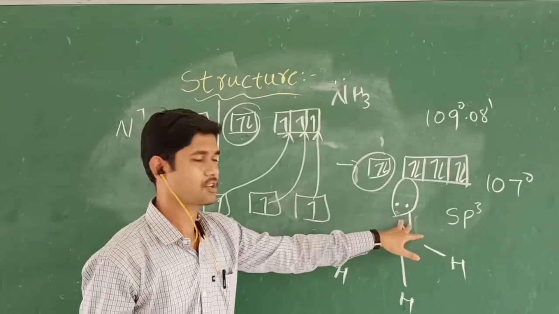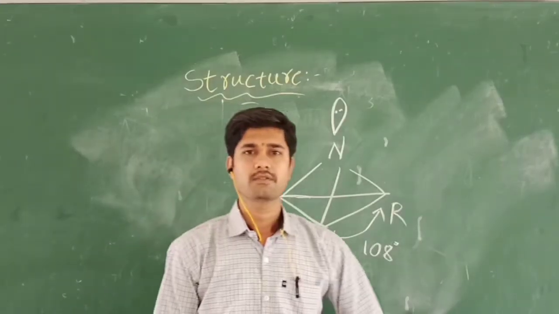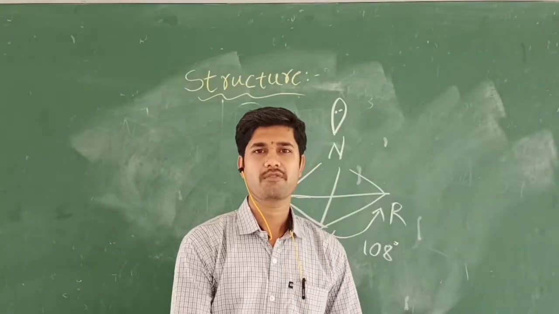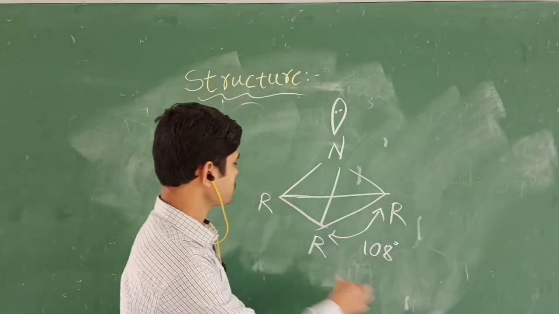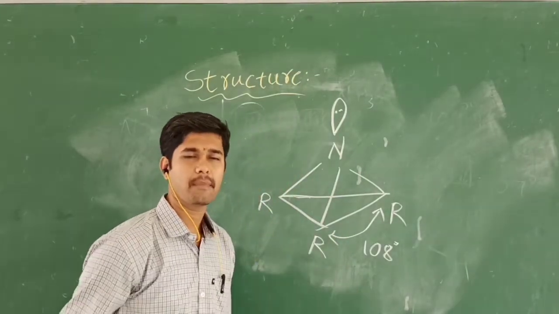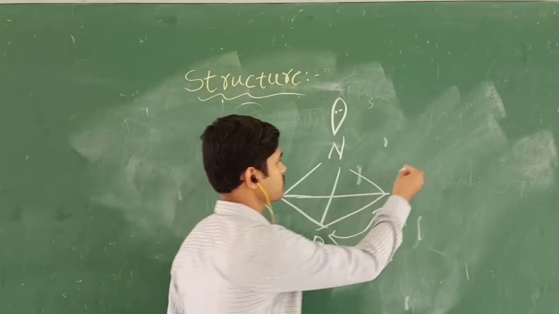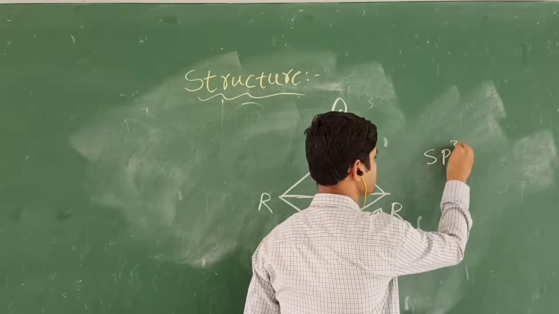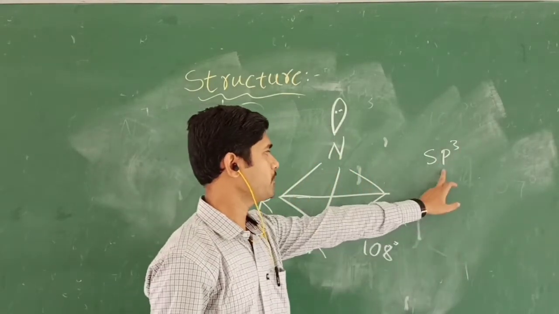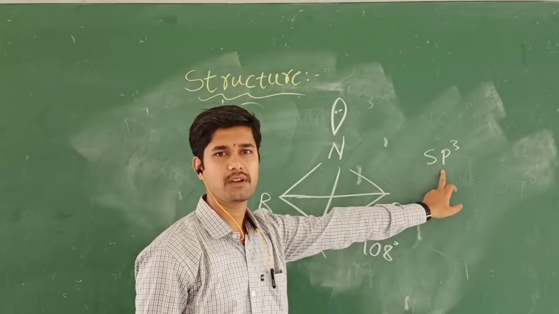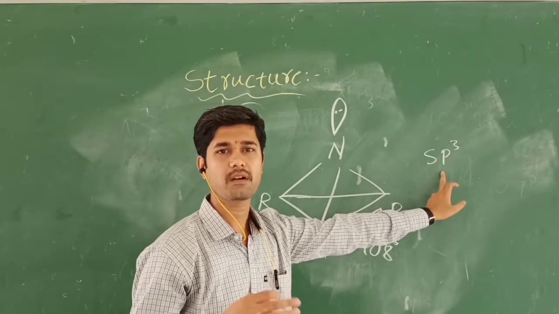So this is the structure of ammonia. Just now we have discussed the structure of ammonia. Similarly, the structure of an amine is the same way, but what is the difference here? This is also sp3 hybridization. But what happens? Three hybrid orbitals of the nitrogen are going to make a bond with carbon atoms.